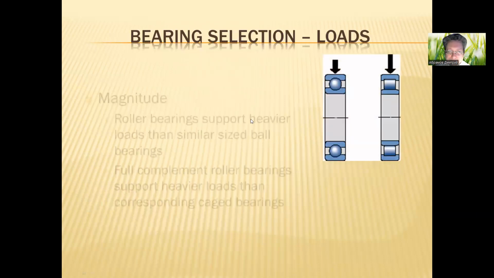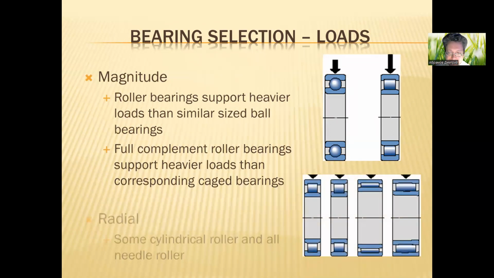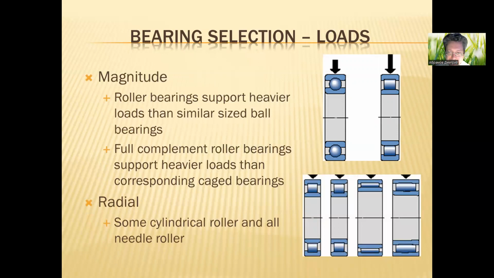Bearing selection: loads. Magnitude of load. So you need roller bearings, which support heavier loads than similar sized ball bearings. Full complement roller bearings support heavier loads than corresponding caged bearings. And radial, some cylindrical roller and all needle roller.